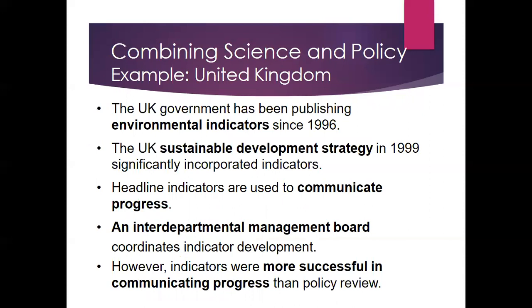Other examples: the UK government has been publishing environmental indicators since 1996. So that's evidence that scientific research and data gathering had been ongoing for a long period of time. Those environmental indicators would be the specific variables that had been measured over a long period of time. The UK Sustainable Development Strategy from 1999 significantly incorporated these indicators. Headline indicators, the major ones, were used to communicate progress.